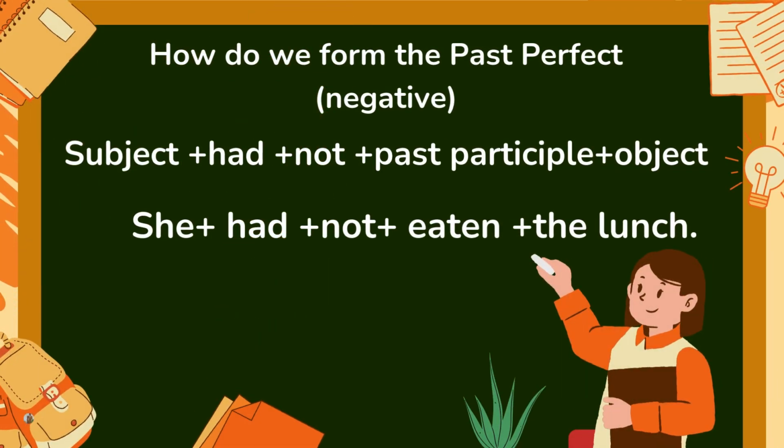How do we form the past perfect negative? Subject plus had plus not plus past participle plus object. And an example is she had not eaten the lunch.